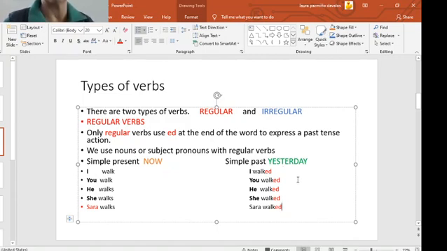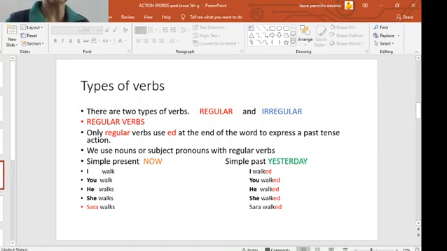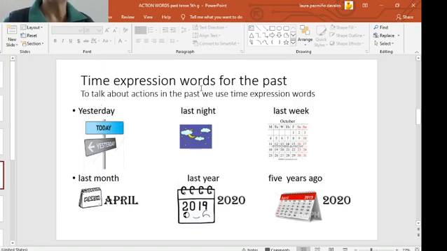Class, estas palabras son súper importantes porque nos dan una pauta de si nos están hablando del presente o si nos están hablando del pasado, que también nos ayudan muchísimo. Y estas se llaman time expression words for the past. Yeah, to talk about actions in the past, we use these time expression words. Por ejemplo, si hablamos en el past, today, ¿qué sería? Today, present. Pero yesterday is talking about the past.